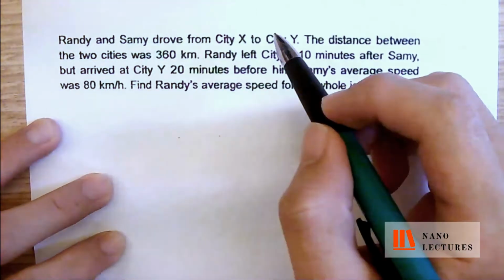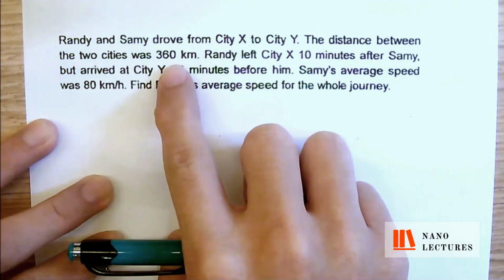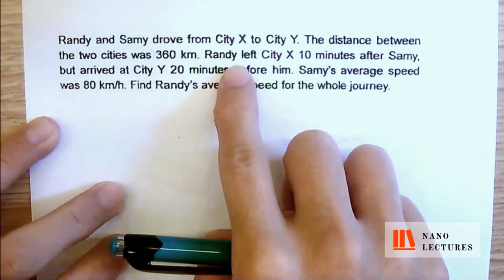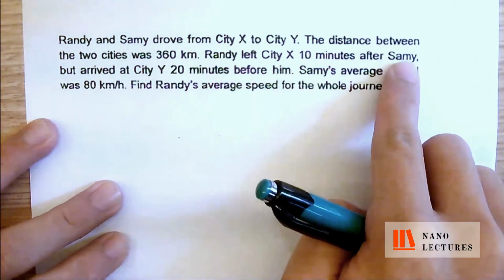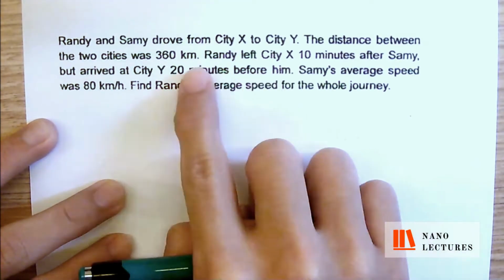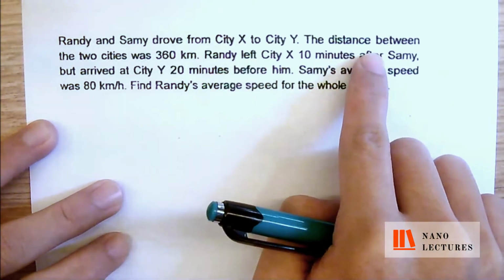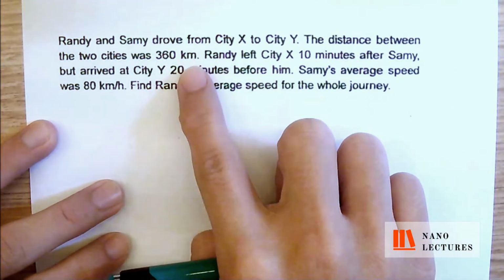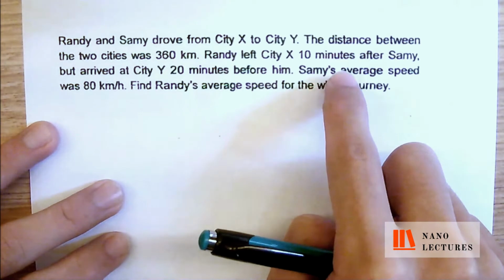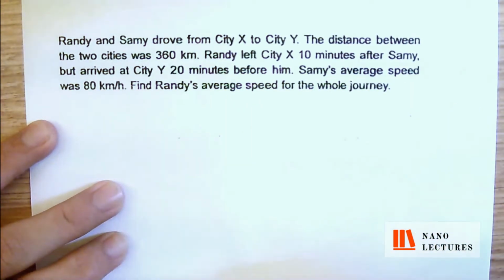Randy and Sammy drove from city X to city Y. The distance between the two cities was 360 km. Randy left city X 10 minutes after Sammy, but arrived at city Y 20 minutes before him. Which means that in total, Randy took 30 minutes less than Sammy, which means that Sammy must have driven at a faster speed. Now, Sammy's average speed was 80 km per hour, 5 Randy's average speed for the whole journey.